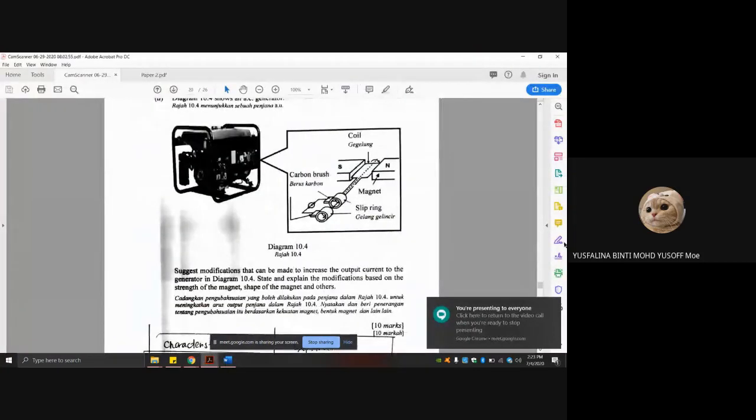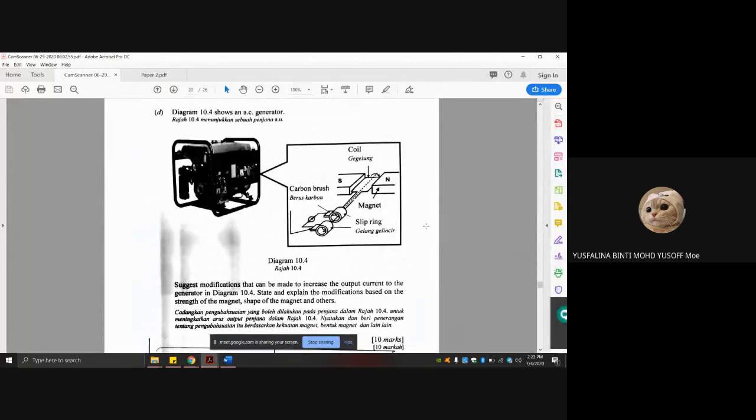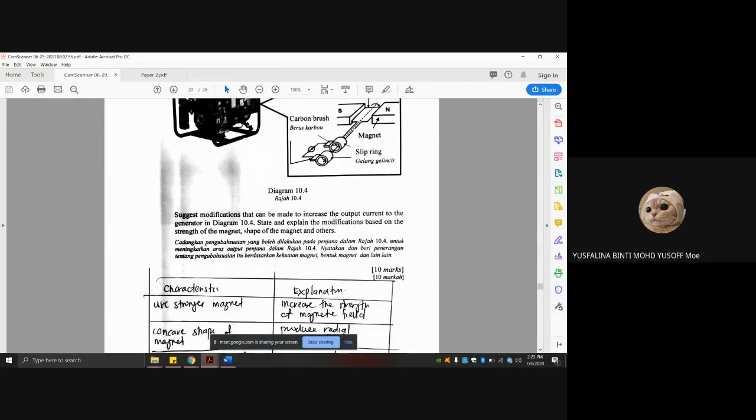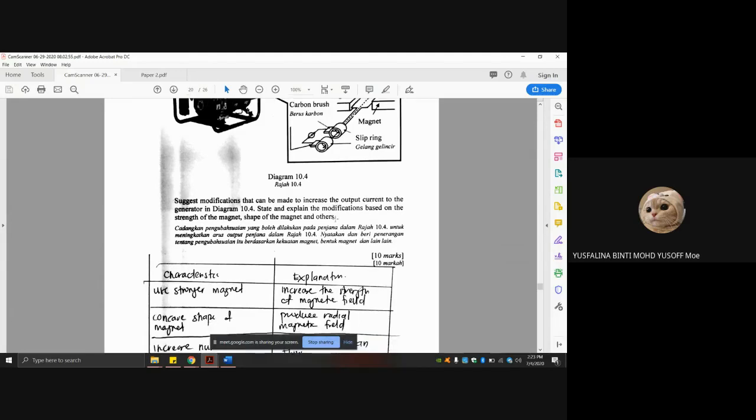The next one is Diagram 10.4. This is the modification question. This is the AC generator, you know they use two slip rings here. So it asks you to modify it so it can be made to increase the output current of the generator in diagram 4. State and explain the modification based on the strength of magnet, shapes of the magnet and others.